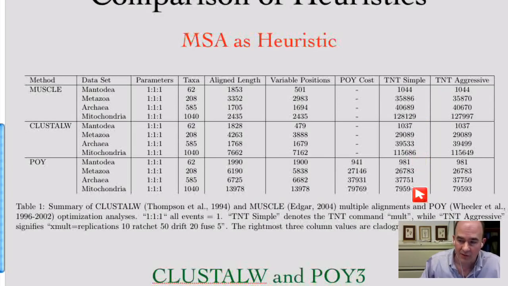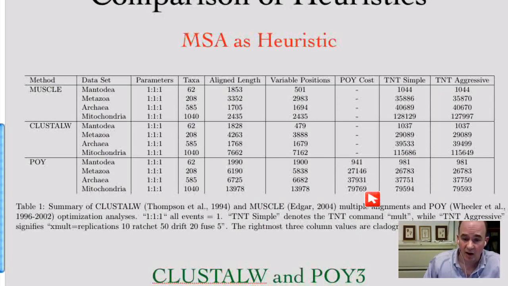And furthermore, if we actually work very hard, so we go from a very small search to a very large search, we get very small improvements of things like 40 or 50 steps in the case of the multiple sequence alignment methods, but they are still more than 30 or 40% more costly than a single random addition sequence using POY and direct optimization. So if we had actually done more aggressive searches, we would have improved on this.